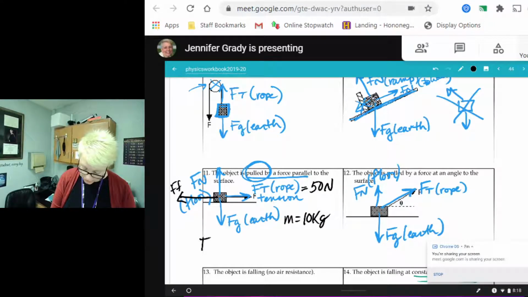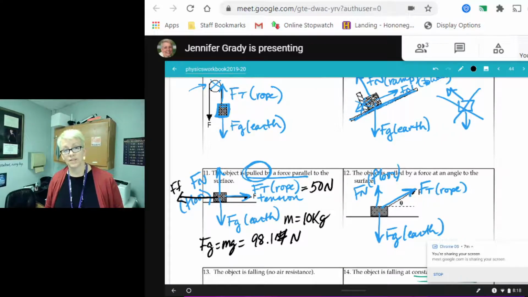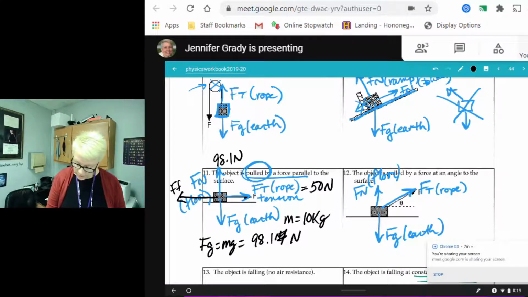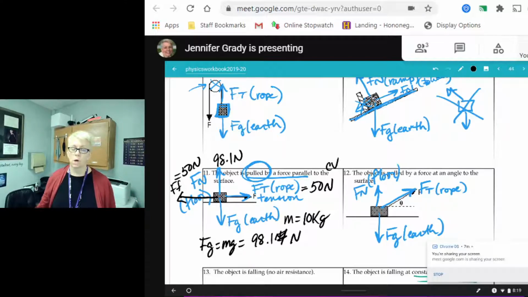Same thing, right? You'd find FG. We'd get the same number that we had last time, in newtons, for exactly the same reasons as before. The normal force would also match for the exact same reasons. And then you would have left and right forces. Your tension would be 50. And if we are moving with constant velocity across the floor, then you would also say, well, the friction must be 50 newtons. Okay, fair enough. That makes it kind of easy.